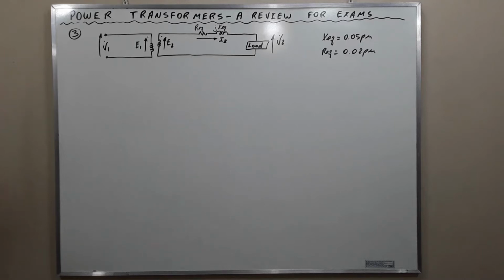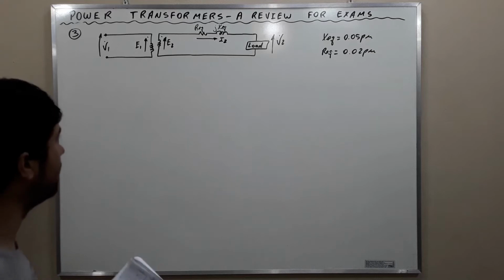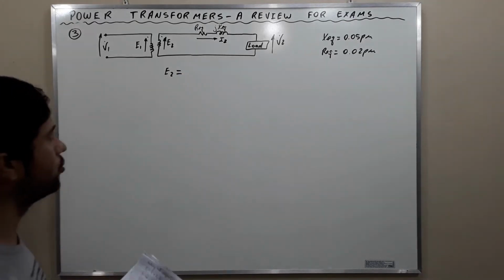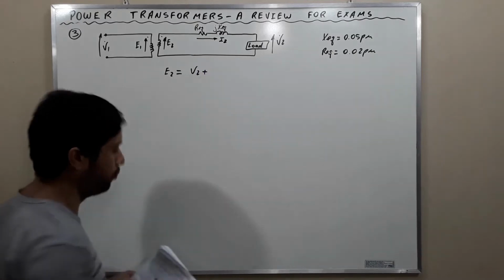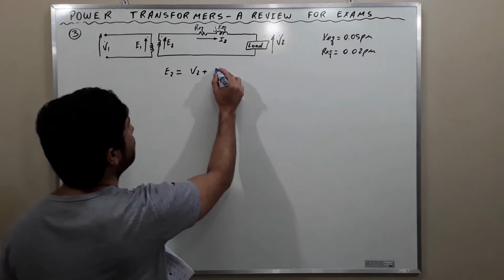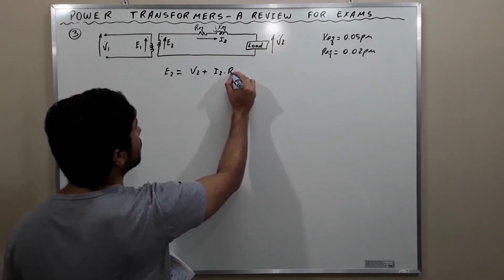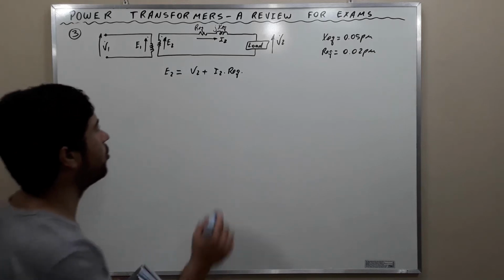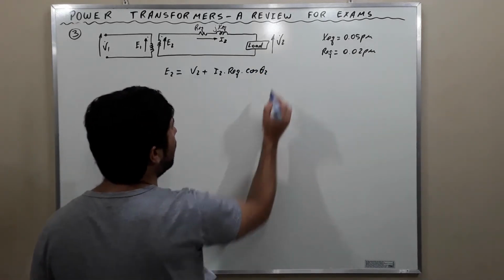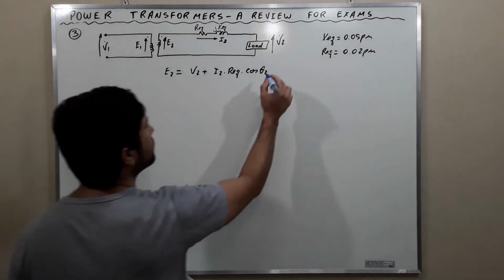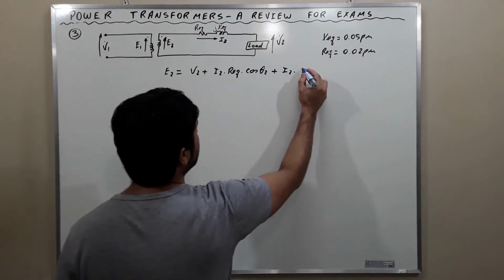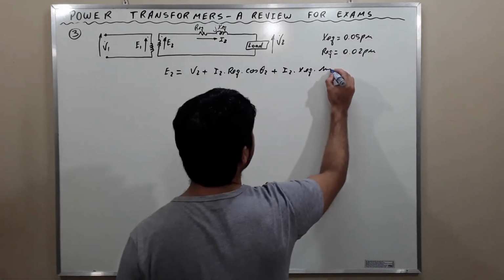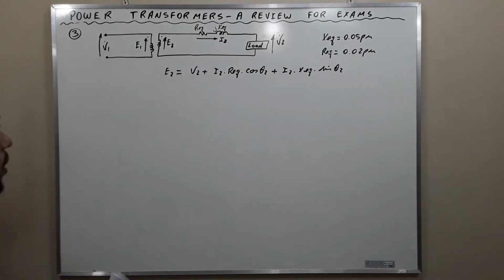And working with magnitudes only, we can confidently say that E2 is equal to V2 plus I2 times the equivalent resistance times the cosine of the angle plus the current times the equivalent reactance times the sine of the angle. Okay?